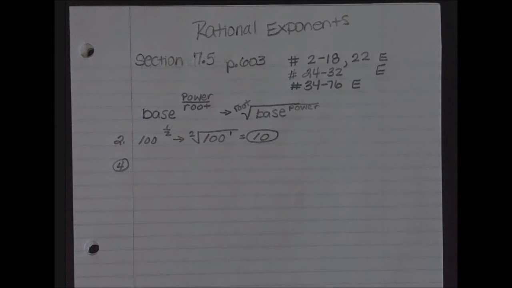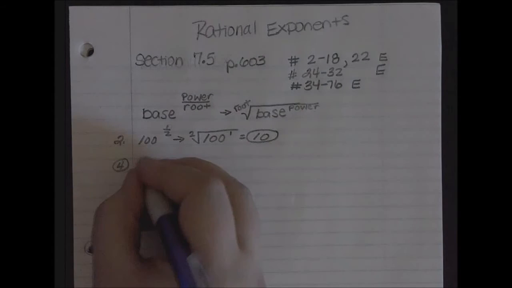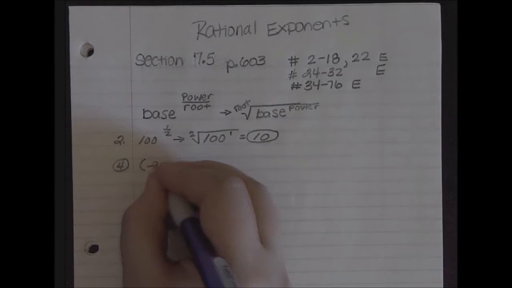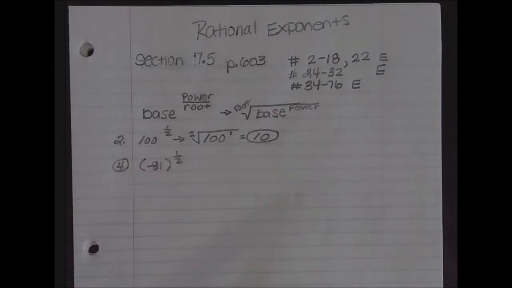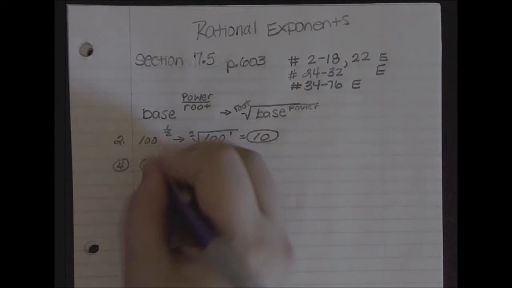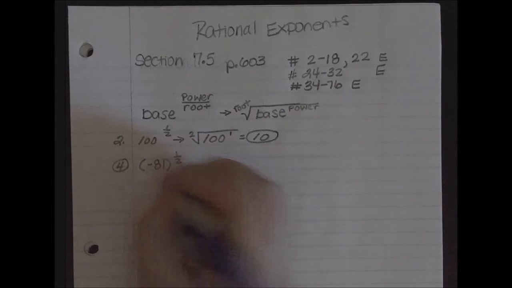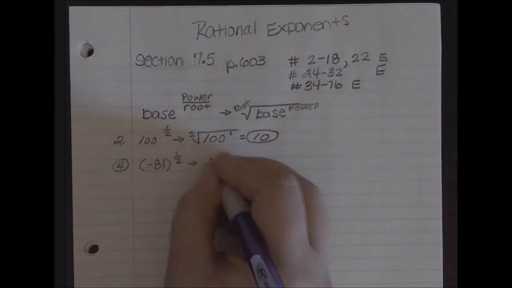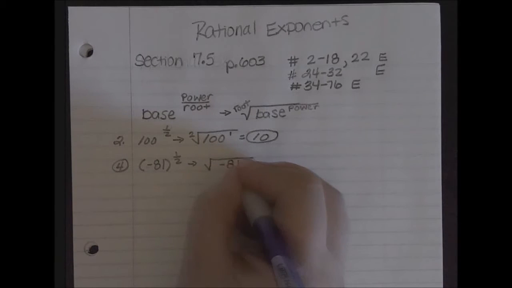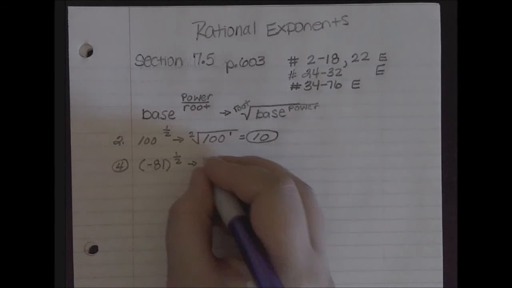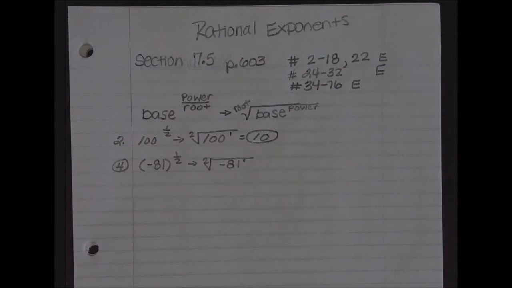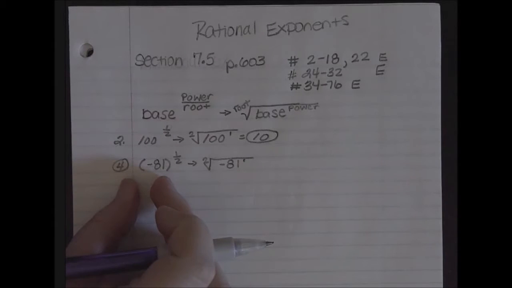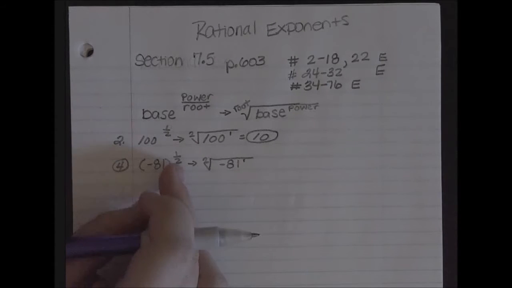Number 4 says I have negative 81 to the 1/2 power, and negative 81 is in parentheses. Let me make that to where y'all can read it a little bit better. So when we translate this problem, negative 81 is our base, our power is 1, and our root is 2. So the entire negative 81 was put under the radical because it was in that set of parentheses. So that means that you are raising this entire negative 81 to the 1/2 power.